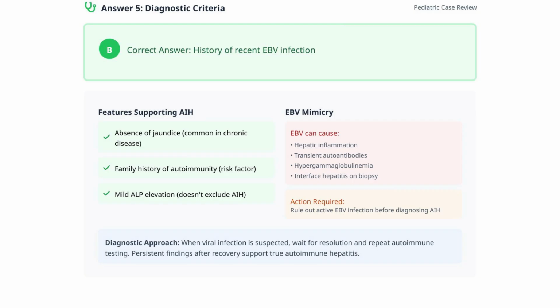Absence of jaundice is common in autoimmune hepatitis, as many patients present with chronic disease without overt jaundice. Family history of autoimmunity actually supports the diagnosis, as genetic predisposition is common. Mildly elevated alkaline phosphatase doesn't exclude autoimmune hepatitis, though marked elevations might suggest an overlap with biliary disease.